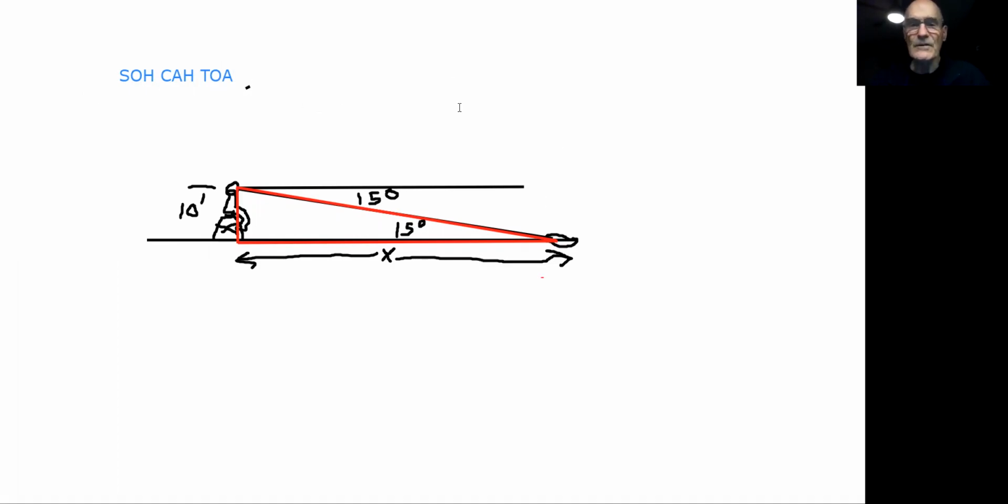I'm going to get rid of this little tick mark right here. I'm going to get rid of the SOHCAHTOA, but undo. Okay. Undo again. Okay.